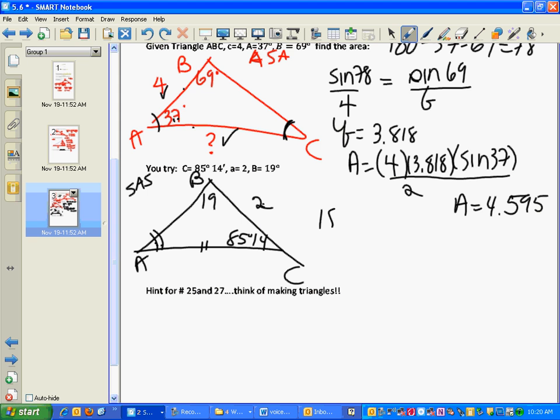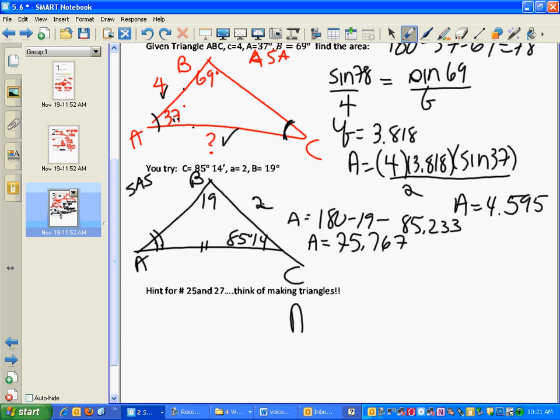So if I do 180 minus 19 minus 85 degrees 14 minutes, which really is 85.233. So 180 minus 19 minus 85.233 is 75. So this is what C is. No, this is what A is. It's 75.767.